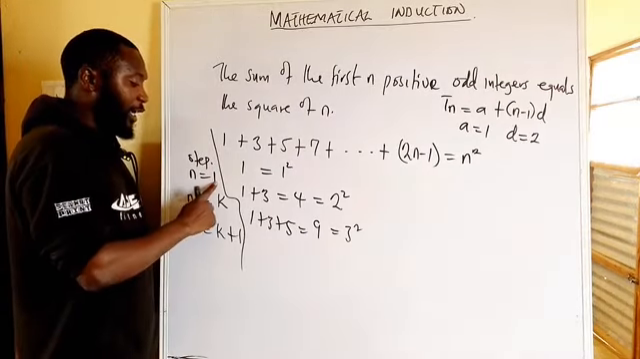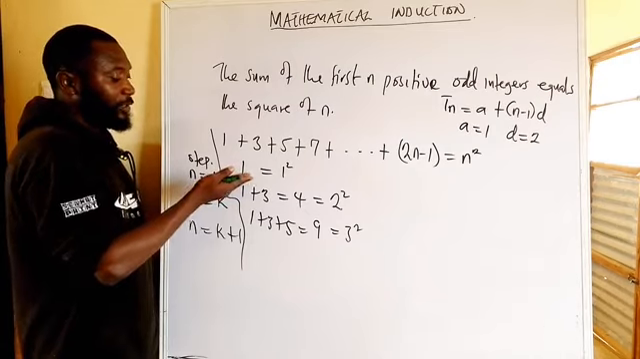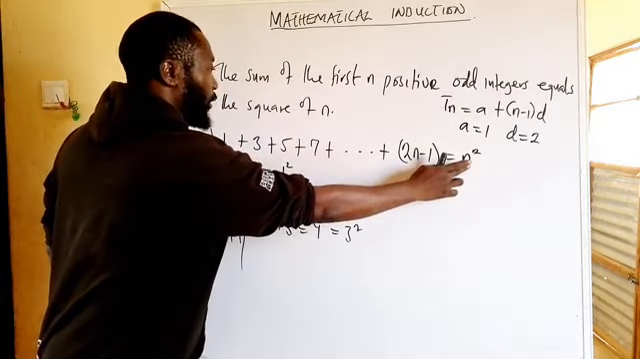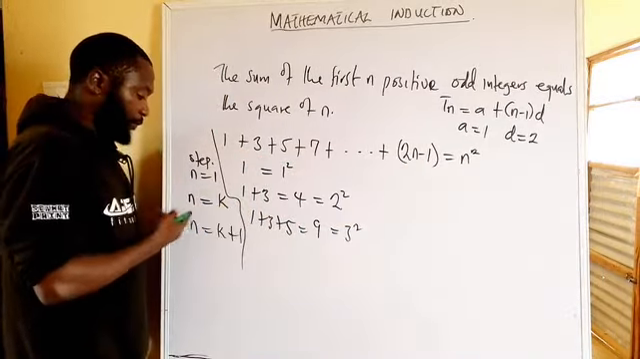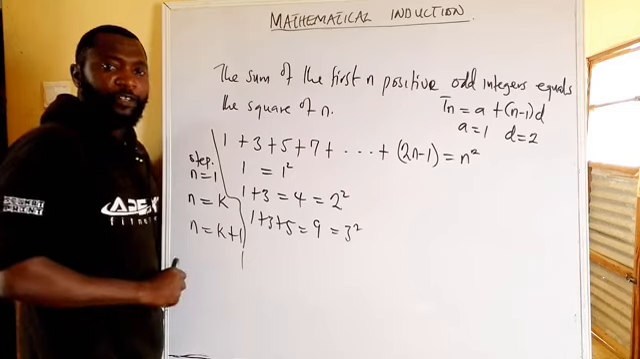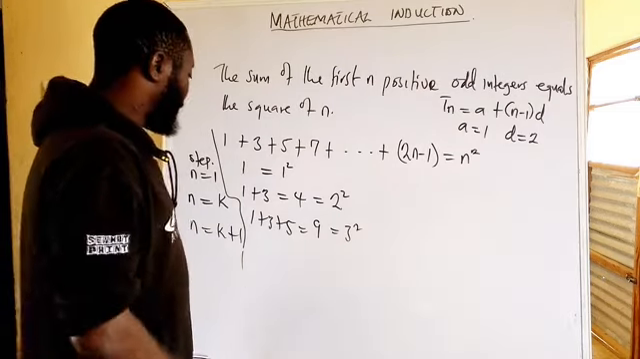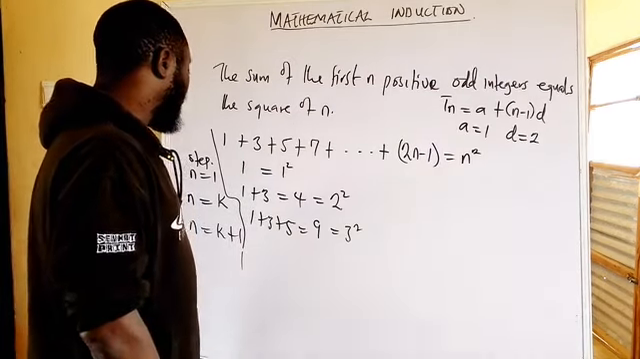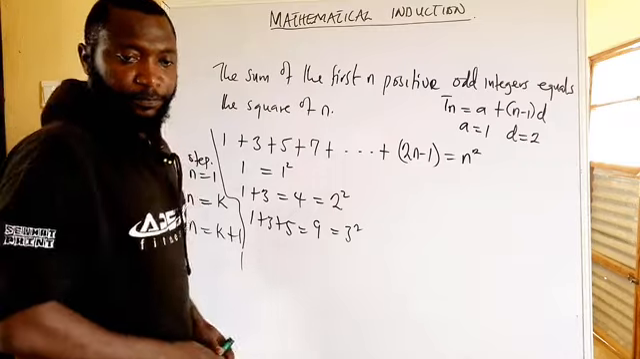Step 1, you test for n equals 1, and from here you can see the first term is 1. So when n equals 1, we have 1 squared, which is 1. They are the same. Then you assume for n equals k, and we prove for n equals k plus 1. So now let's go together to employ the method of mathematical induction.